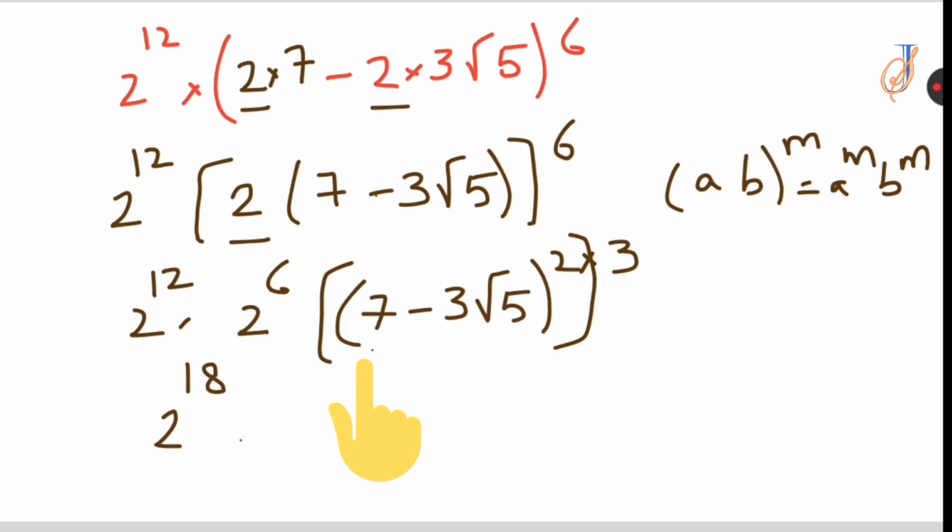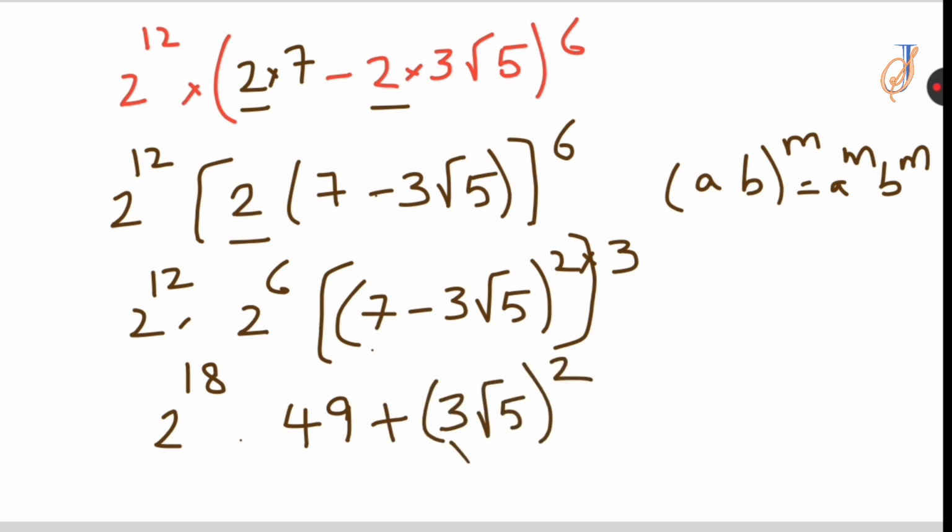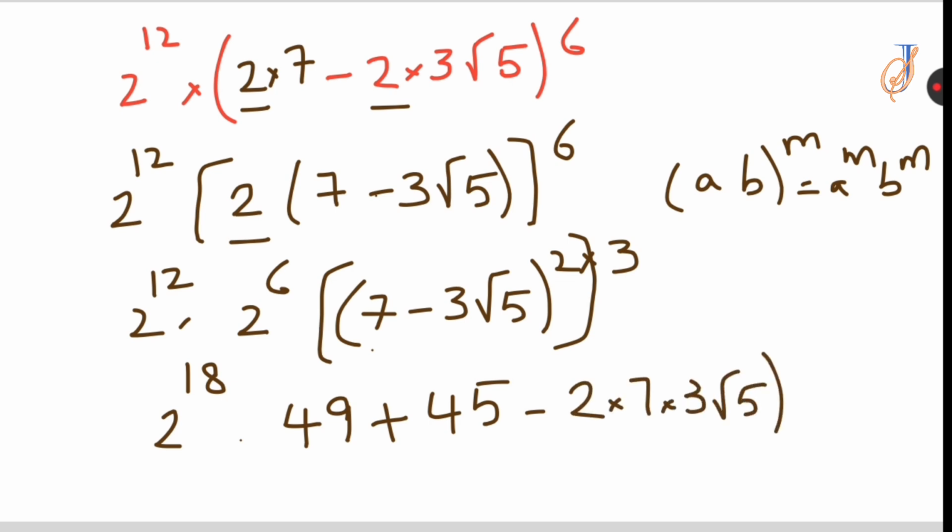Now it is in the form of (a minus b) whole square. 7 power 2 which is 49 plus b power 2, that is (3 root 5) whole power 2. Here 3 power 2 is 9, root 5 power 2 is 5. So 9 times 5 gives 45. Minus 2 times a is 7 and b is 3 root 5, whole power 3. Here 49 plus 45 gives 94, minus 2 times 7 which is 14, 14 times 3 which gives 42 root 5, whole power 3.